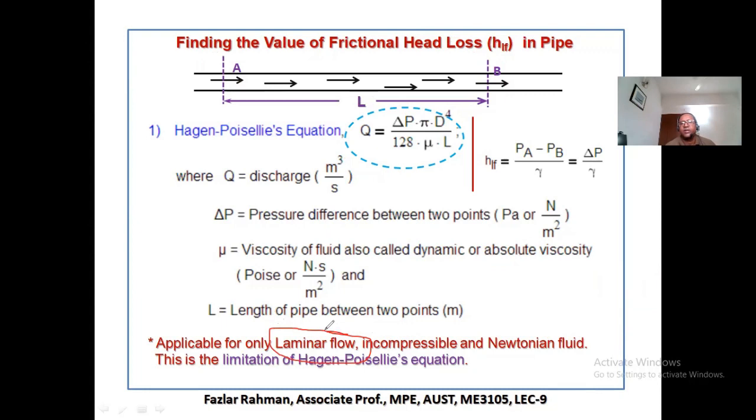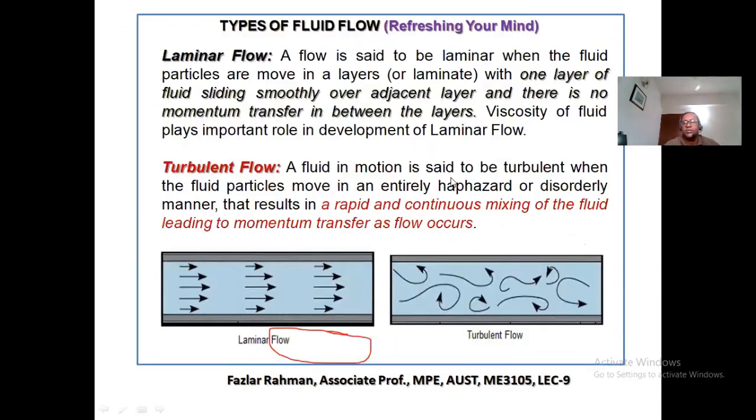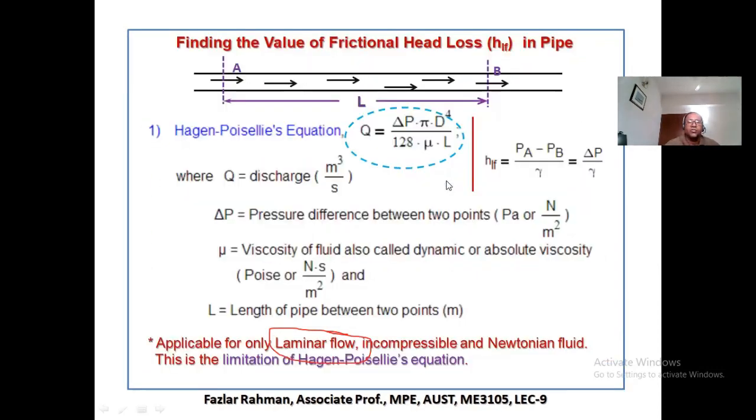Then what equation will you use? So that limitation of Hazen-Poiseuille's equation is overcome by another equation, called Darcy-Weisbach's equation. Now I refresh your mind on what is laminar flow and turbulent flow, because the Hazen-Poiseuille equation is only applicable for laminar flow. So we need to know which equation we can apply in both situations, and what is the difference between laminar flow and turbulent flow.